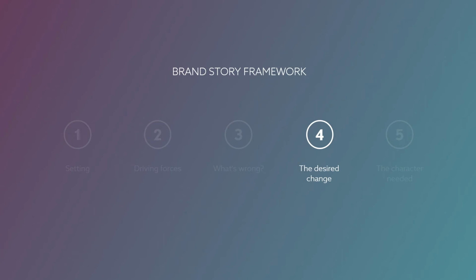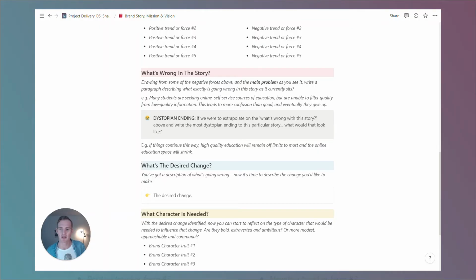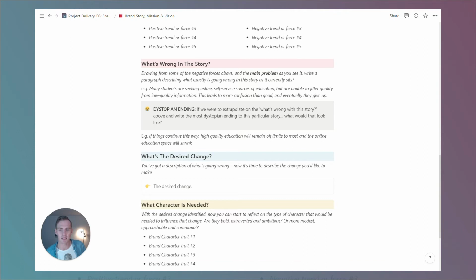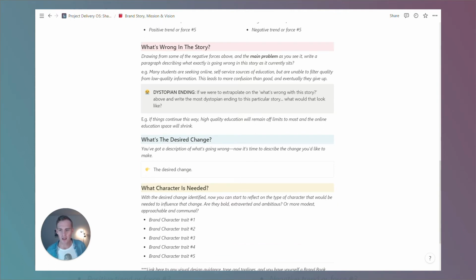So let's say you've given yourself some time to really dive into the dystopian ending. It can't all be doom and gloom. We do need to describe the flip side of this story, which is what is the change that we're trying to influence. And it's not just about, things are going wrong. It would be better if they didn't go wrong. We need to be quite concrete in the version of this change that we'd like to see. Now, this is going to translate directly into the vision statement that we put down.